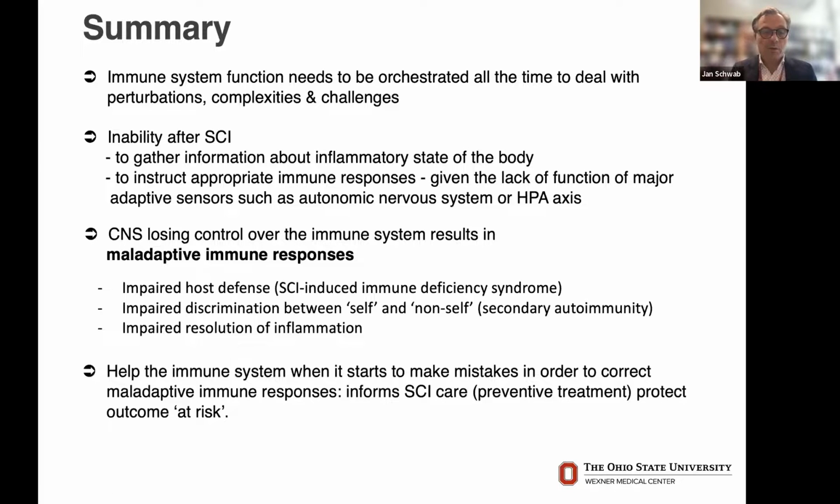So going forward, we would like to help the immune system when it starts to make mistakes, in order to correct for these maladaptive immune responses. And we think this can also inform care by the development of preventive treatment strategies. This is by no means likely specific to SCI only, but could also have implications for other acute injury paradigms like stroke or TBI.